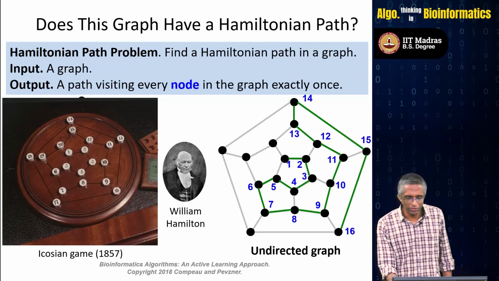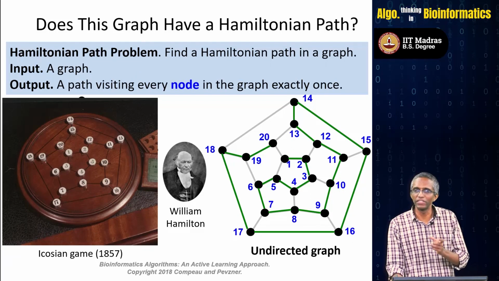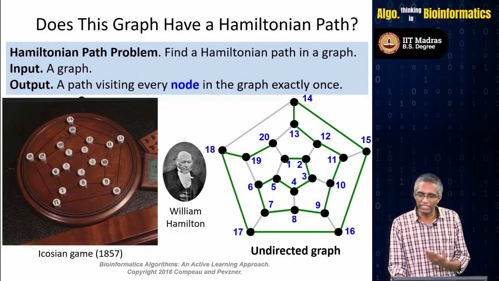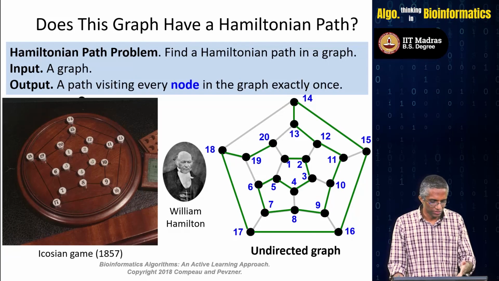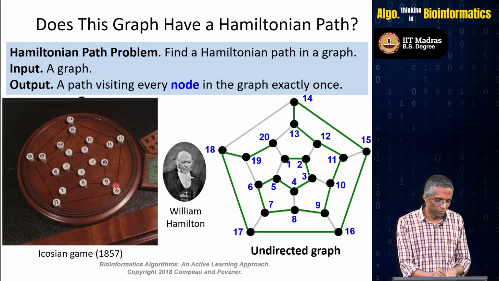You can also think about a problem in an undirected graph, where every edge you can traverse either way. It doesn't have to be necessarily directed, and that is what this Icosian game really is. You can see on the board that there are really no arrows in here, right?